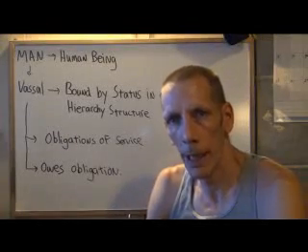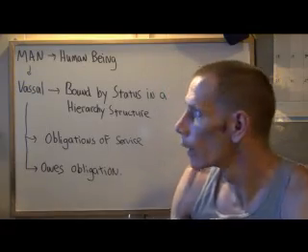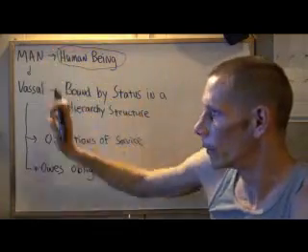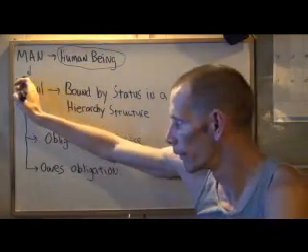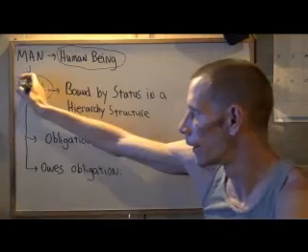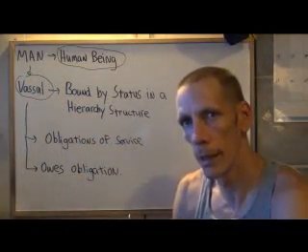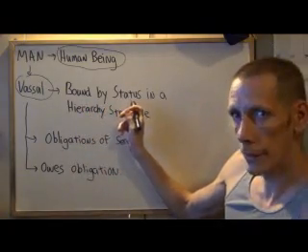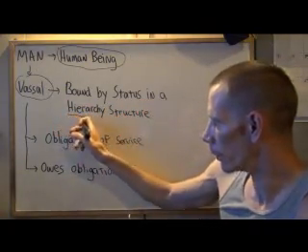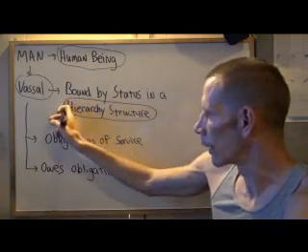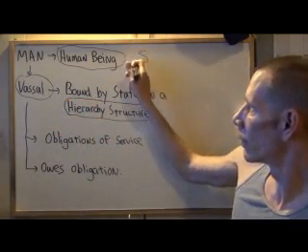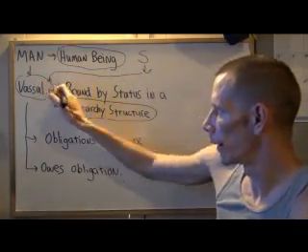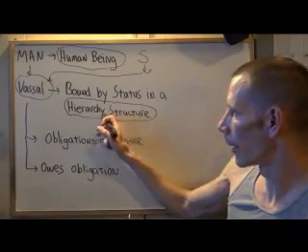Looking at Black's Law, edition number 9, man also means human being. And man also means vessel. And this vessel, when we look at it in feudalism, is bound by status in a hierarchy structure. Again, we're looking at a sovereign, and then underneath the sovereign, vessels. And they are bound by status in this hierarchy structure.